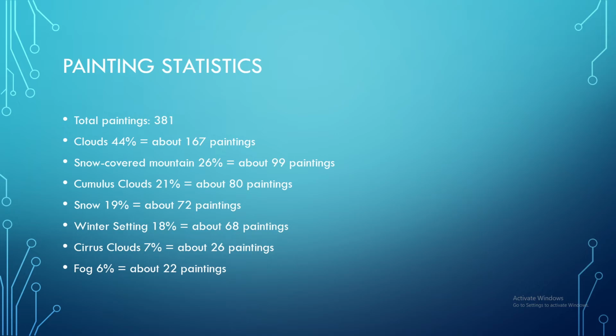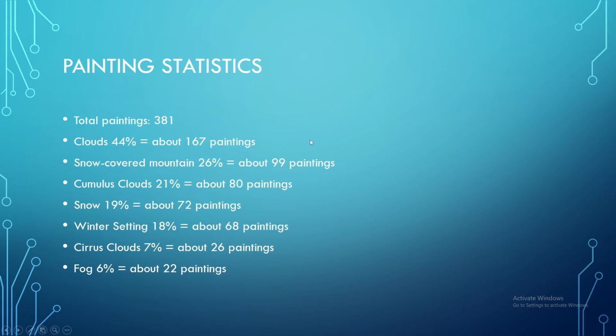So, again, for example, clouds: 167 of these total paintings contained clouds, but that's not to say that, let's say, a painting happened to have clouds, but it also might have had snow in it. Or snow-covered mountains with clouds, with snow on it. You get the idea. So some of these percentages occurred more than once in some paintings.